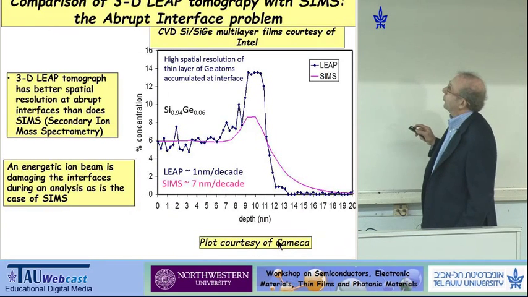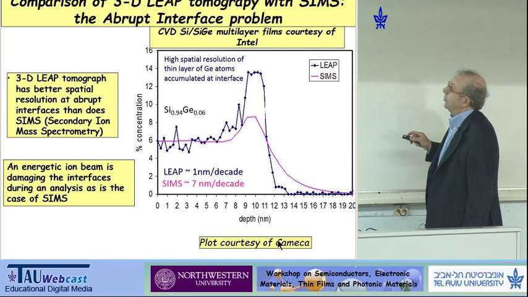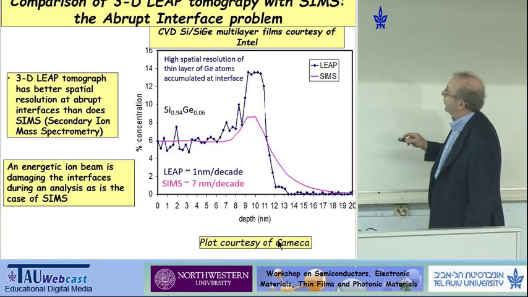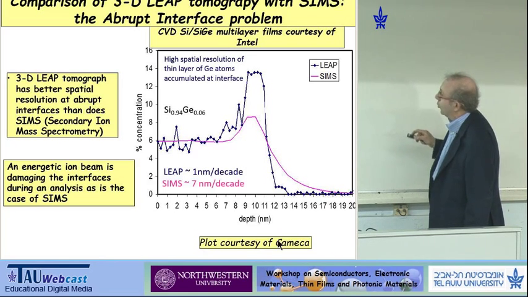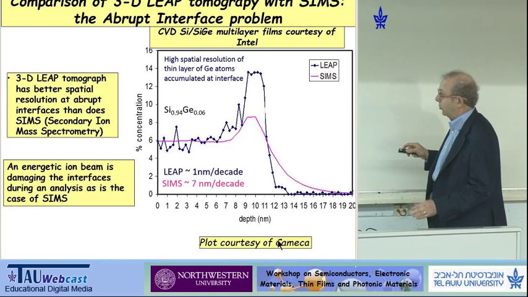Okay, let's look at another example. This is a comparison of the LEAP with SIMS, basically. So here is the atomic concentration, and it's a CVD-grown silicon germanium alloy. The germanium has a concentration of 6%. And this is depth into the specimen. And the continuous purple curve, that's from the SIMS, secondary ion mass spectrometry, which is widely used.